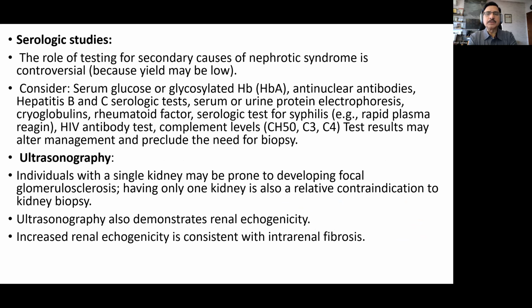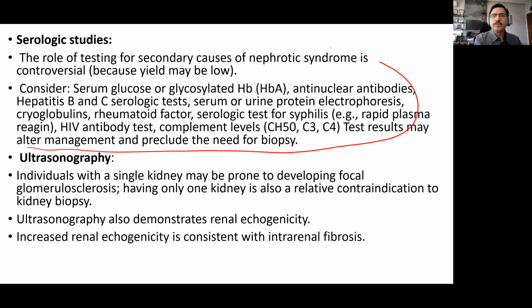Now, what serological tests can you do? For secondary causes like diabetes mellitus, serum glucose and HbA1c. For autoimmune causes, antinuclear antibodies. For infectious causes, hepatitis B, C, and HIV. And serum or urine protein electrophoresis, cryoglobulins, rheumatoid factor, serological tests for syphilis like RPR, HIV antibody test, and complement levels. One line for all this is, these tests are unnecessary.